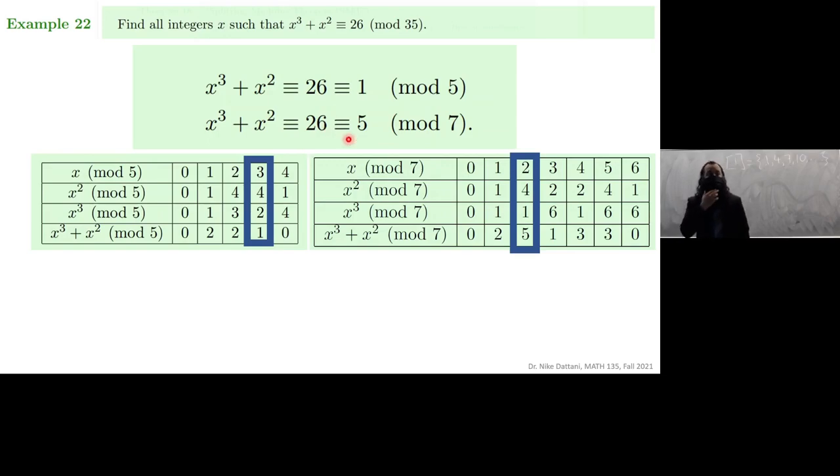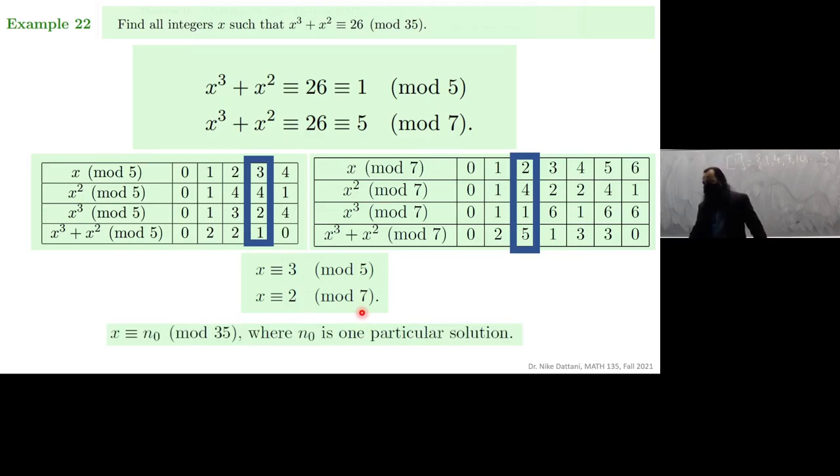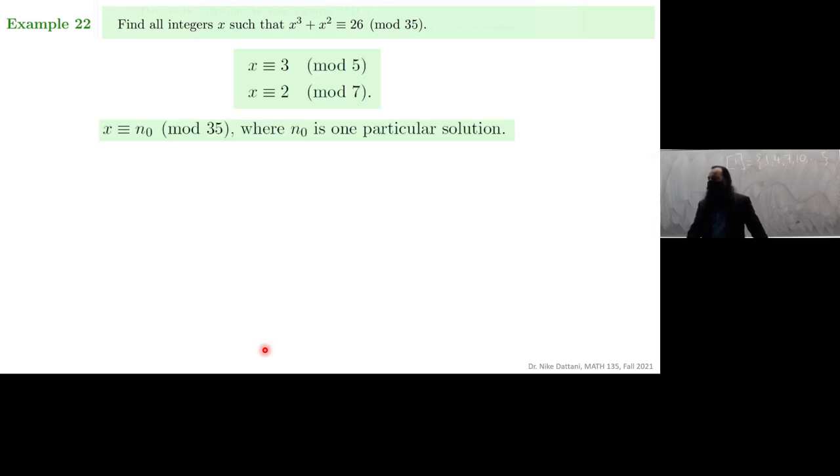Now we have to put them together, right? We've found a solution to the first one and a solution to the second. We have that x is congruent to 3 mod 5 is a solution to the first one, and x is congruent to 2 mod 7 is a solution to the second congruence relation. So how do we put them together? All general solutions will be congruent to any particular solution of this system, mod 35. How do we put these two together? We have something congruent to 3 mod 5 and something congruent to 2 mod 7.